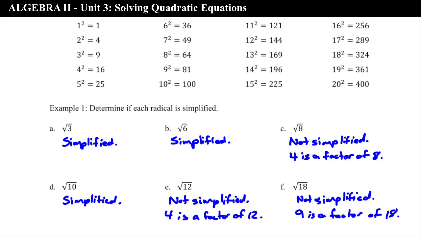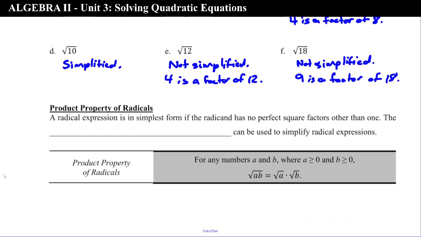So now we've talked about whether it's simplified or not. We need to think about, if it's not simplified, how can we simplify it, and what does that look like? That brings us to the product property of radicals. A radical expression is in simplest form if the radicand has no perfect square factors other than 1. Remember, we don't really count 1 squared, even though 1 is a perfect square, because everything can be divided by 1.